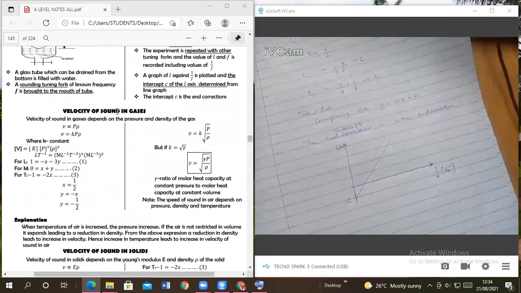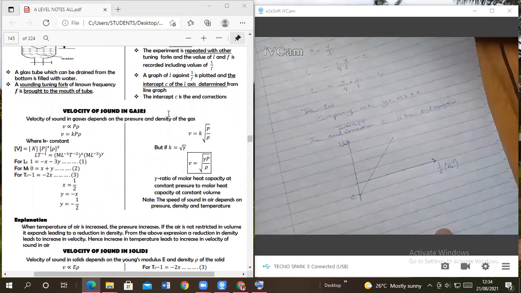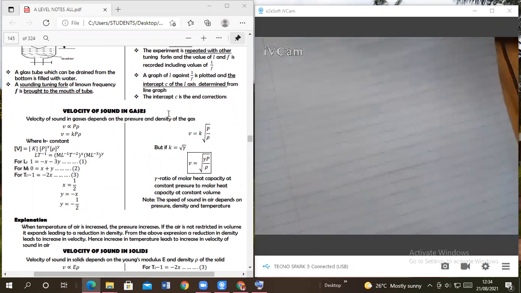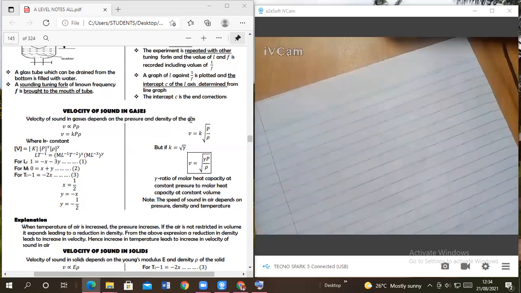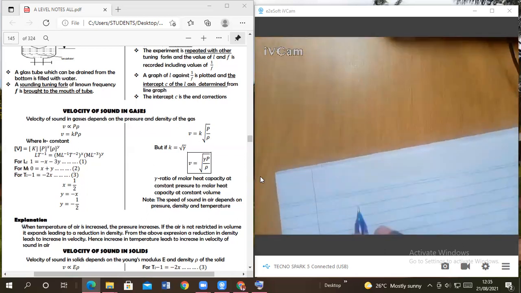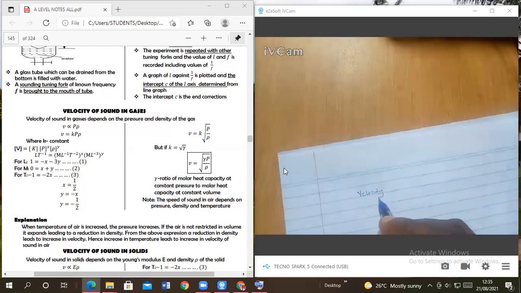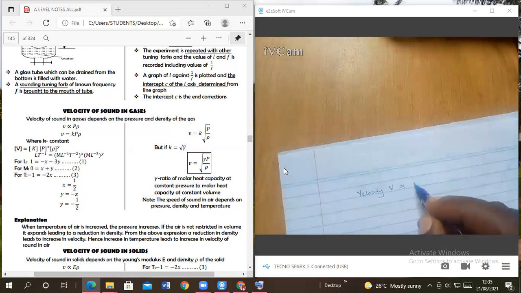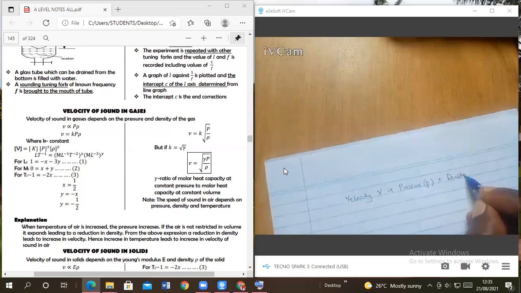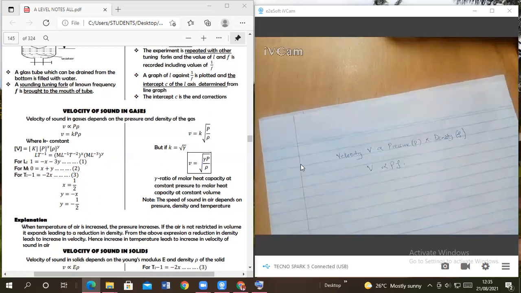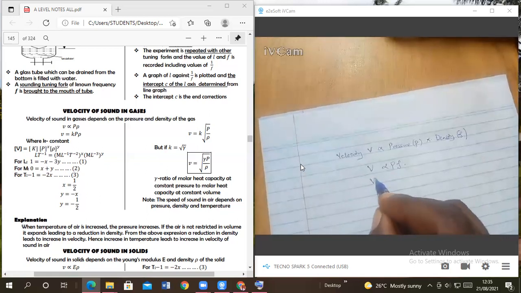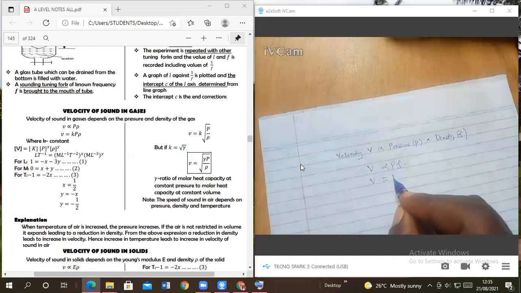Now let us look at the velocity of sound in gases. The velocity of sound in gases depends on these factors: the pressure and the density of the gas. So it means that the velocity of sound V is proportional to the pressure P times the density rho. Now, if you remove the proportionality sign, you introduce the constant K.